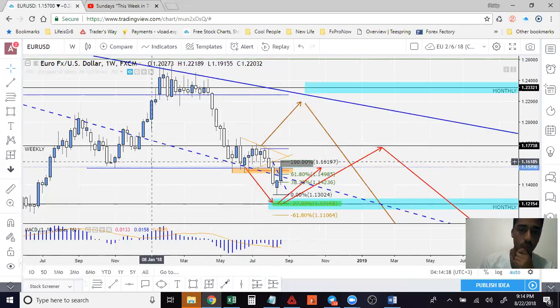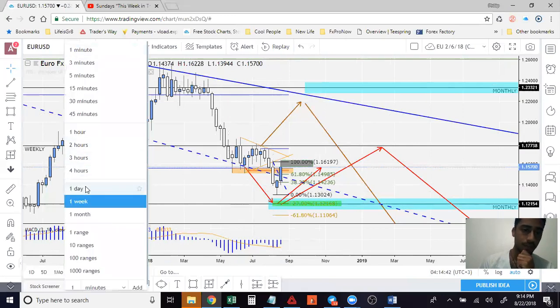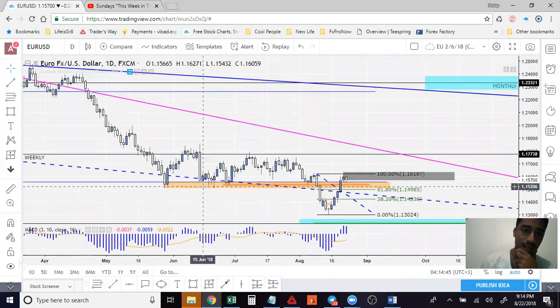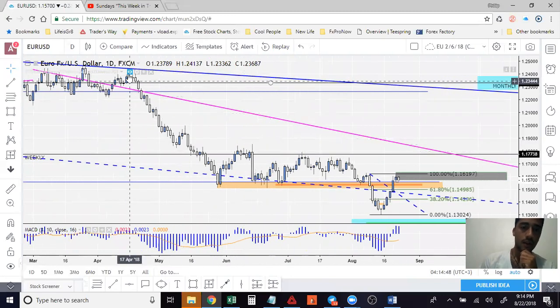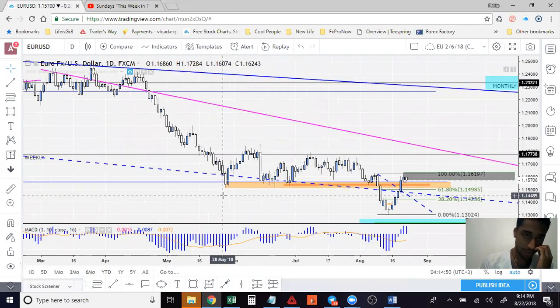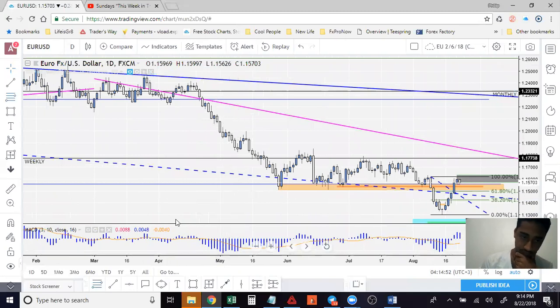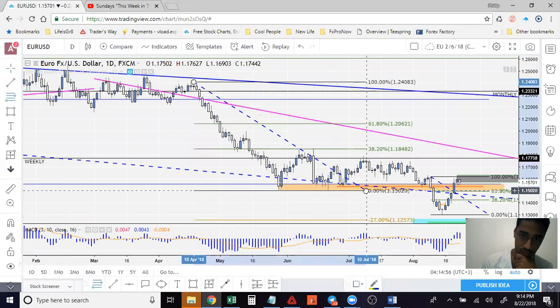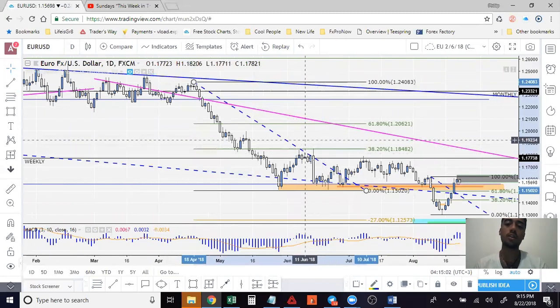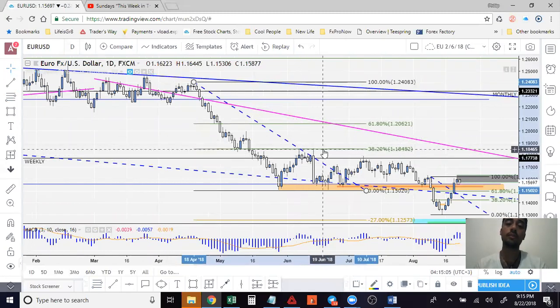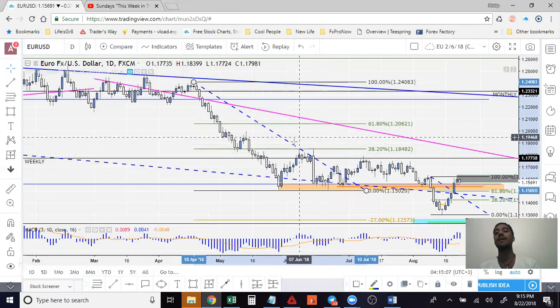And what we see here now, if I was to go to the daily time frame, is the fact that price from here, point A to point B, gets to 38.2 on our fibs, which confirms this as a lower high.